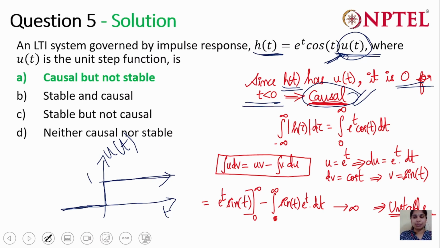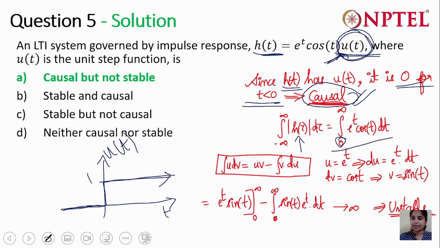How do we check stability? The integral from minus infinity to infinity of mod of h of tau d tau should be less than infinity. We have e power t cos t into u of t. Since I have u of t, my integral limit will go from 0 to infinity. So the integral from 0 to infinity of e power t cos t dt.